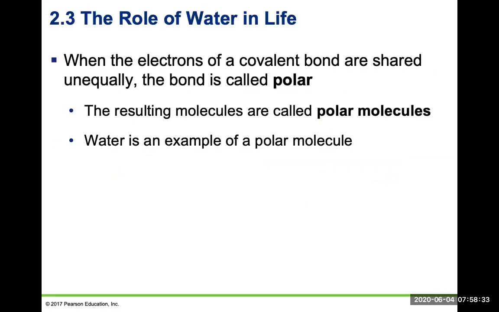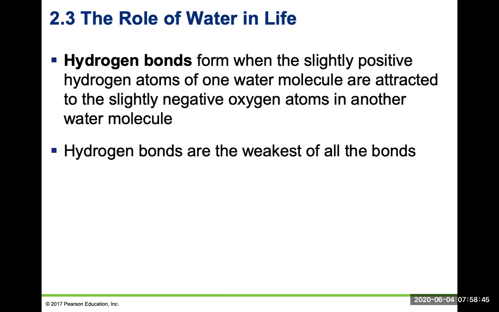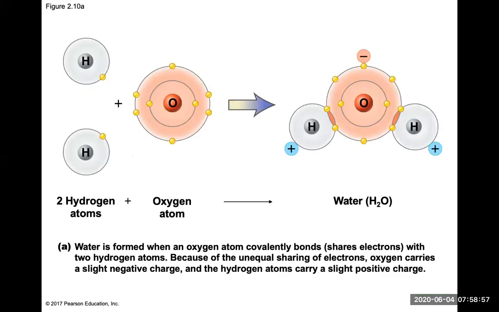When electrons of a covalent bond are shared unequally, the bond is called polar, and the resulting molecules are called polar molecules, and water is an example of a polar molecule. A hydrogen bond then forms when the slightly positive hydrogen atoms of one molecule are attracted to the slightly negative oxygen atoms in another water molecule. Hydrogen bonds are the weakest of all bonds, as we can see here in water.